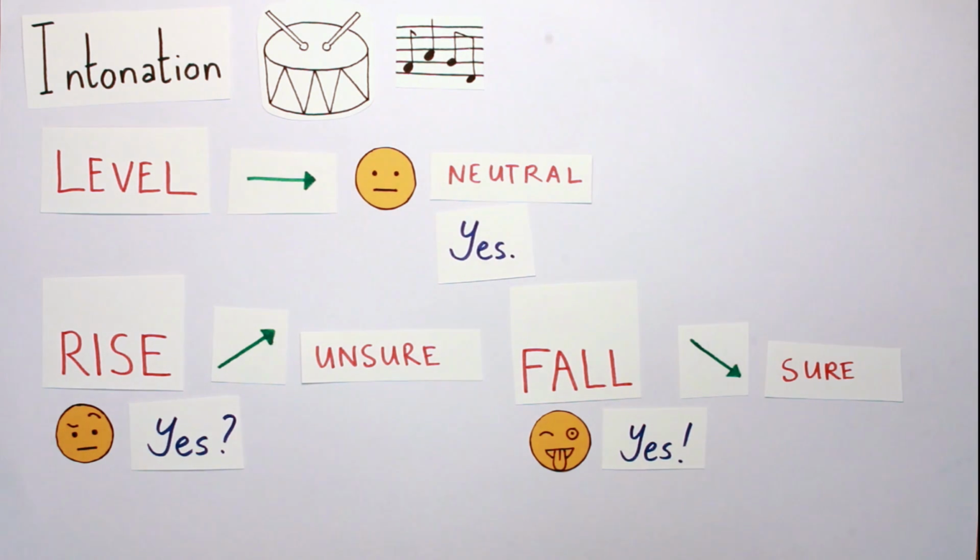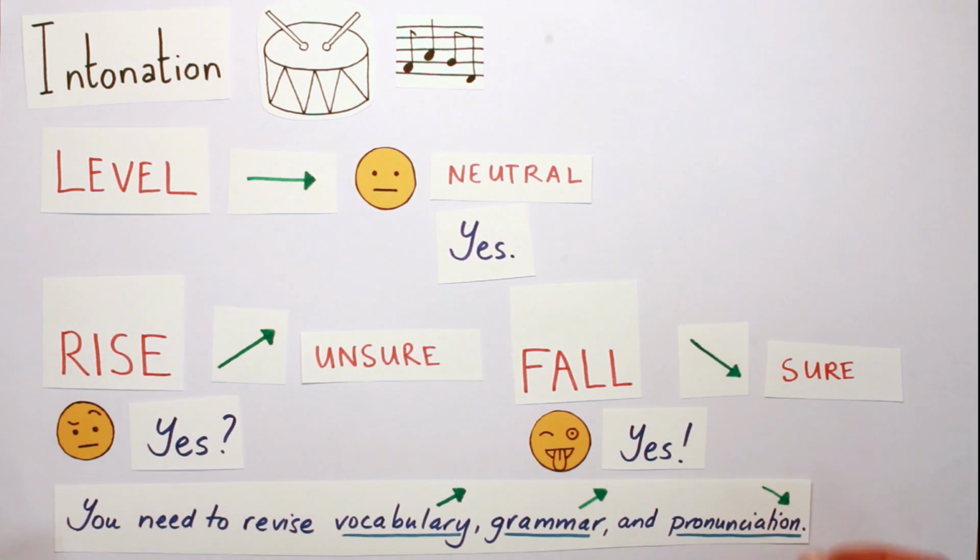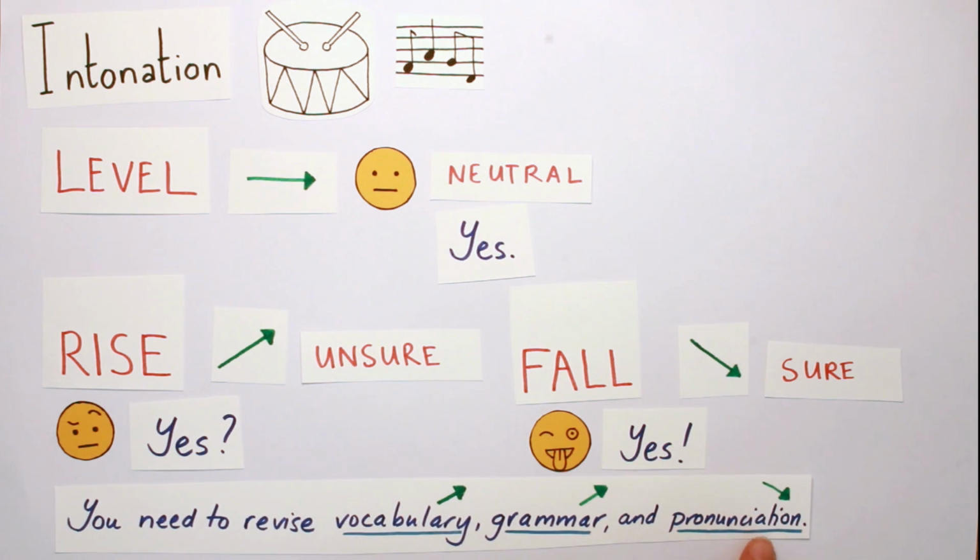Let's have a look at some examples in some sentences, however, because we don't often just say one word on its own. Intonation is a feature of connected speech. Let's have a look at this example. You need to revise vocabulary, grammar, and pronunciation. You need to revise vocabulary, grammar, and pronunciation. Hopefully you can hear that my voice went up with each of these words and it went down at the end.